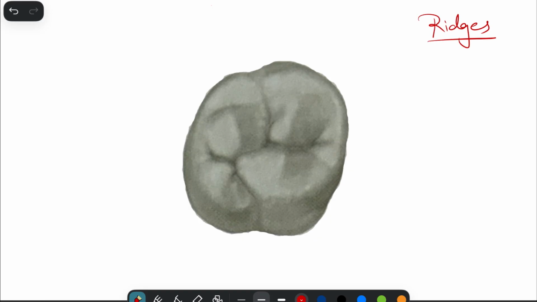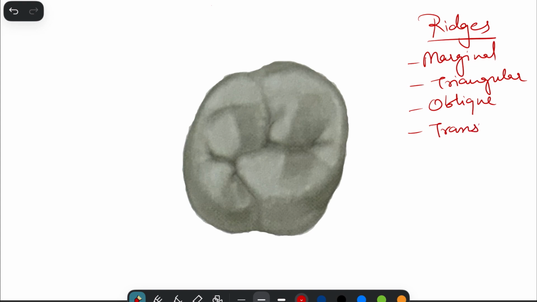So we have 4 types of ridges: marginal ridge, triangular ridge, oblique ridge, and transverse ridge. Okay, we'll go one by one.